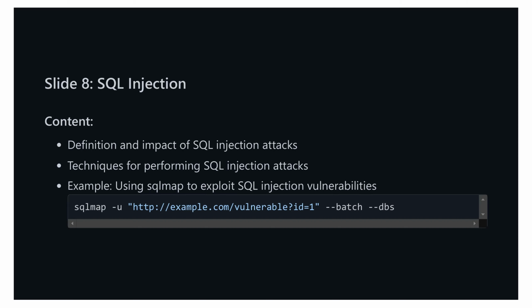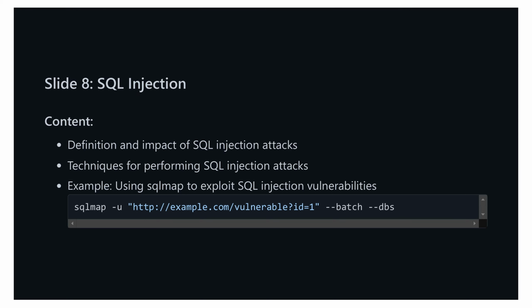Now moving on to SQL injection attacks. In this slide, we'll delve into what SQL injection is and the kind of damage it can inflict on your applications. First, let's define SQL injection. SQL injection is a code injection technique that might destroy your database. It happens when attackers can insert or manipulate SQL queries in an application's input fields, leading to unauthorized access to the database, data leakage, or even complete control over the database server.